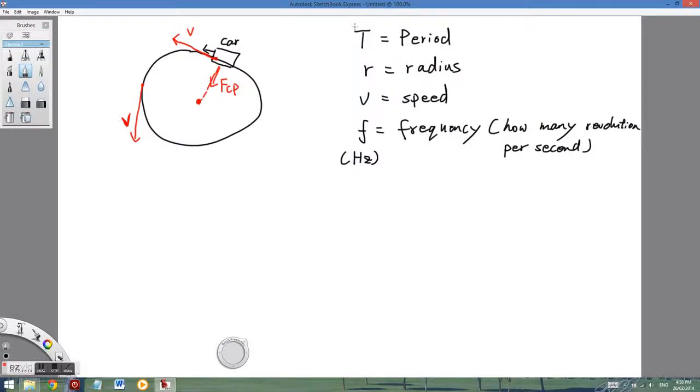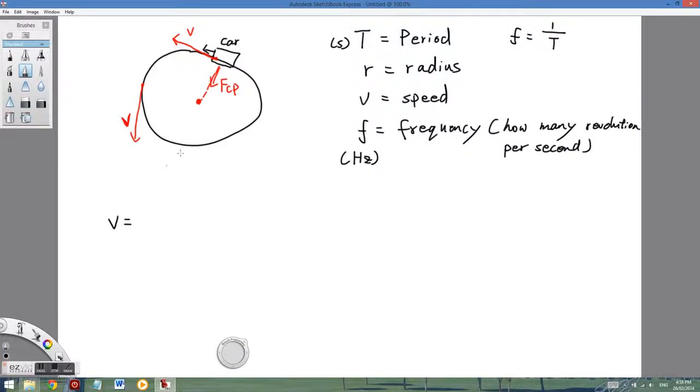Also just remember, frequency is basically 1 second divided by the period. Period is measured in seconds. Okay, so that's the information. Now let me write down the equations.